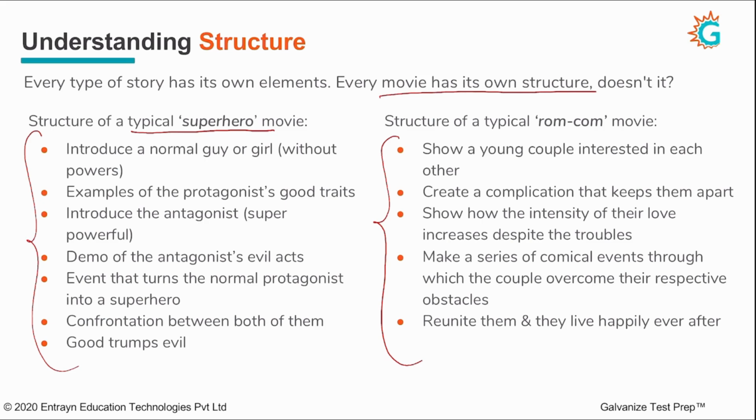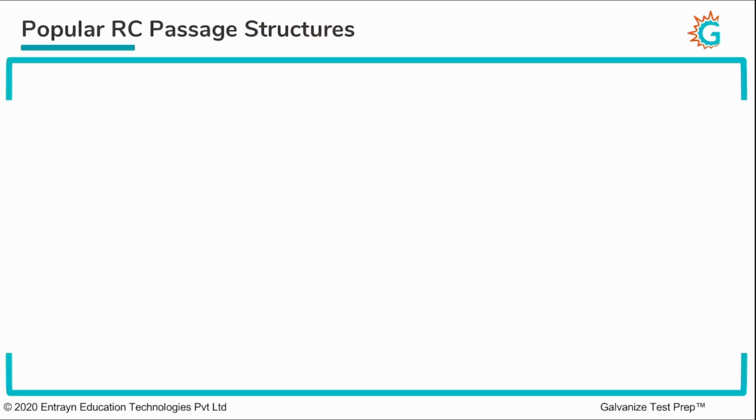So let's actually come to the popular reading comprehension passage structures that we at Galvanize have identified on the exams. Now, stories and movies are made of events, right? So if you were to narrate the story of a movie you recently watched to a friend, you would visualize and narrate the order of events and actions that occurred in the movie, right? Now, similarly, you're going to do the same thing here, right?